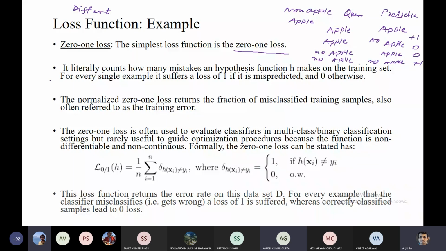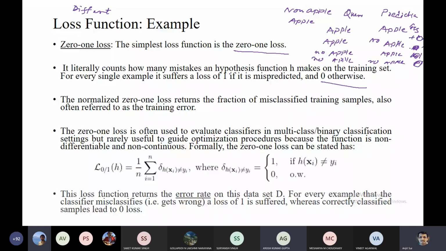Sorry, I give you this. If it is a loss, you can. This is the apple, and it says apple. So loss is 0, and these are the ones where loss is 1 because this is a loss, na? This is a 0. The loss function is the same, just conventionally this. So it literally counts how many mistakes a hypothesis function H makes on the training set. For every single example, it suffers a loss of 1 if it is mispredicted and 0 otherwise. Exactly what we said.